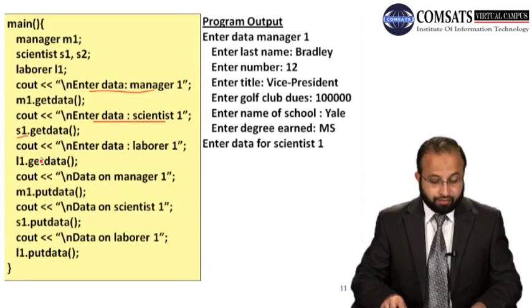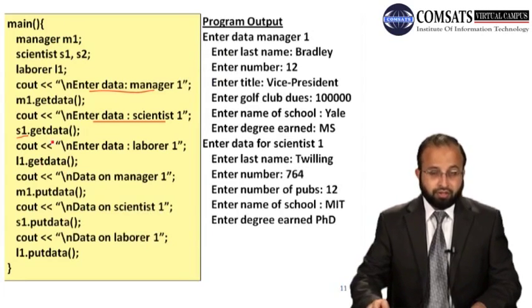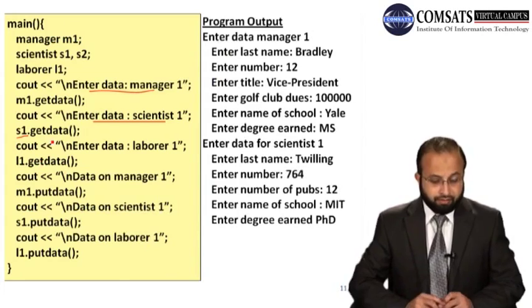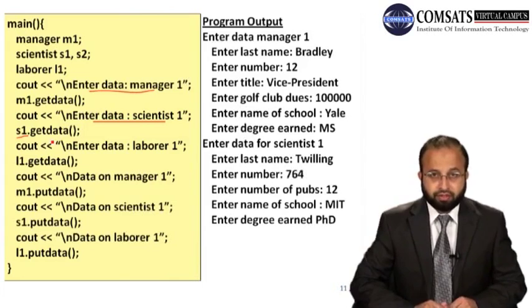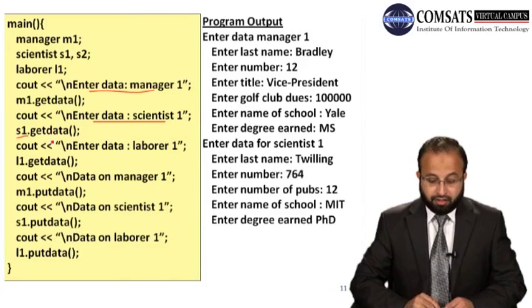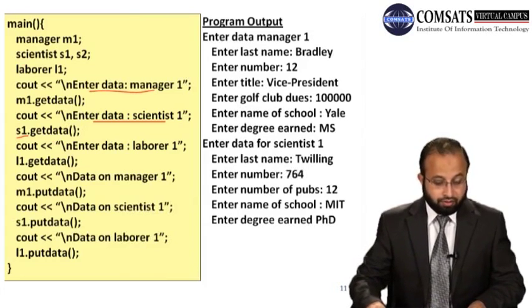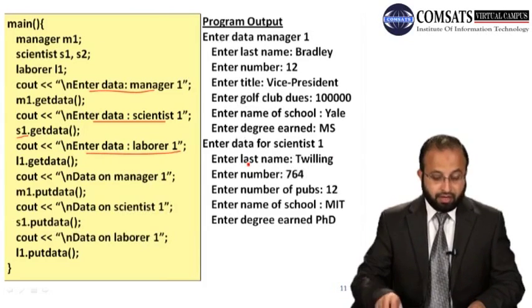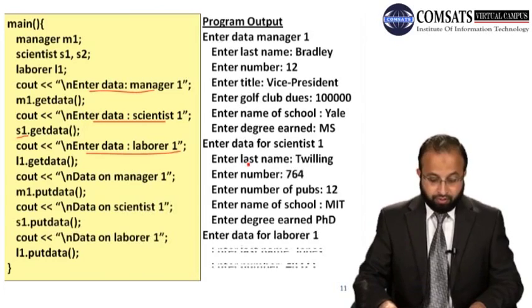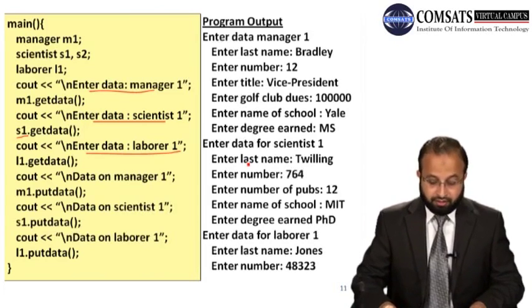So then it will call the get edu function with the student class, right? Student scope resolution operator get edu. Now it will invoke the student function get edu, and it will display the message enter name of the school and highest degree earned, right? So the third one is basically the enter data, and that is laborer 1. For laborer 1, enter last name and enter number.